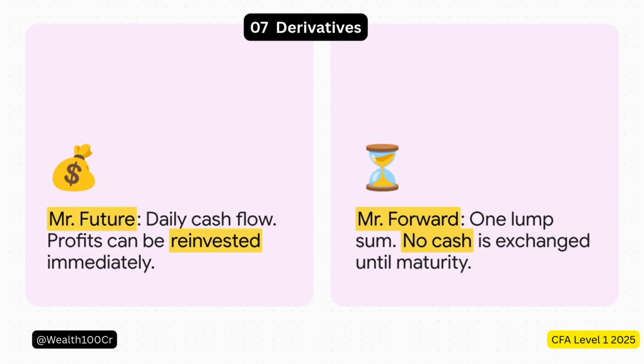Now, because of this daily cash payment, something interesting happens. Over time, the prices of Mr. Future and Mr. Forward can become a little different. Why? Well, think about it. With Mr. Future, if you make a profit, you get that cash in your hand on the same day. You can use that money. With Mr. Forward, you have to wait until the very end to get your money. And getting money sooner is always more valuable, isn't it?